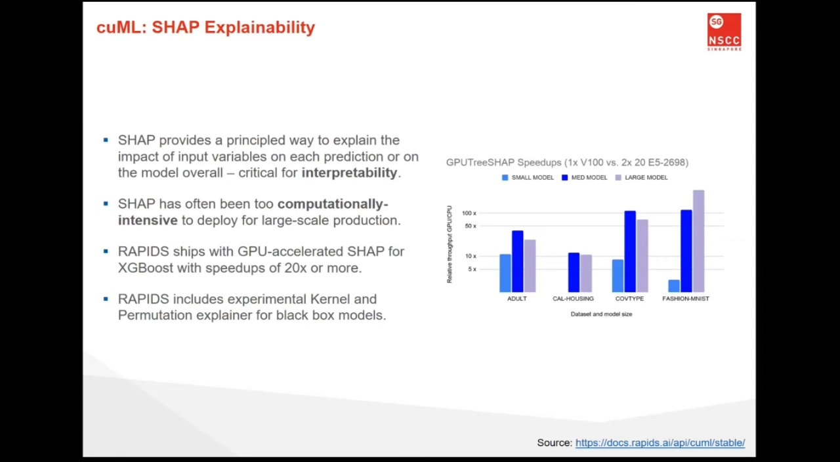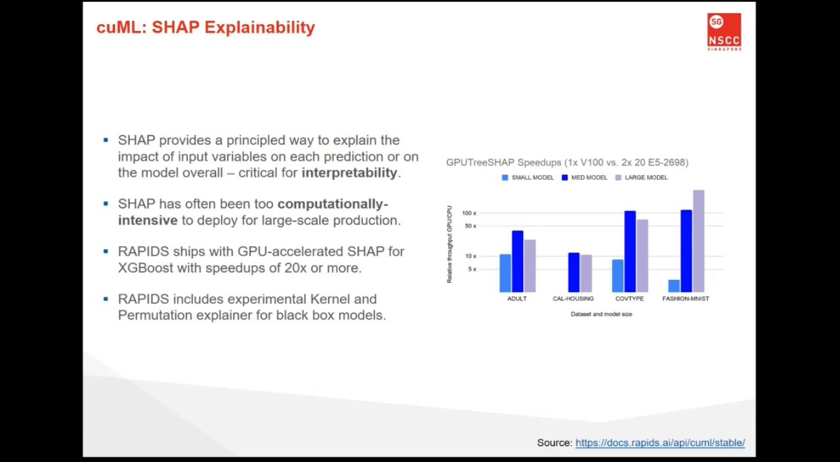SHAP is short for Shapley Additive Explanations. It provides a principled way to explain the impact of input variables on each prediction or on the model overall, and this is critical for model interpretability. SHAP incorporates ideas from game theory to compute well-justified additive analysis of how each feature contributes to a given prediction, and it can be extended to compute the impact of interacting features as well.